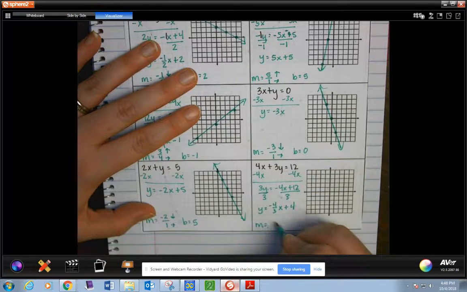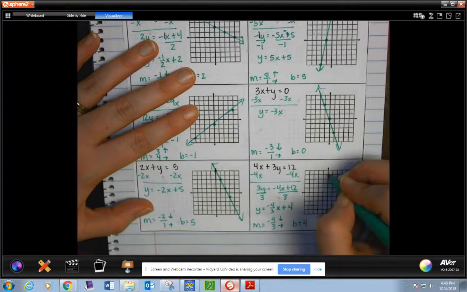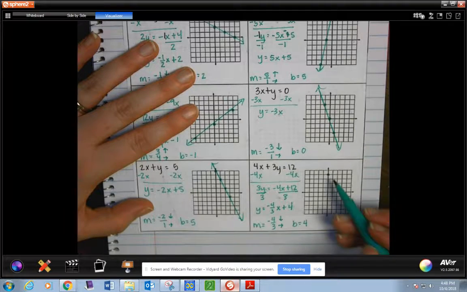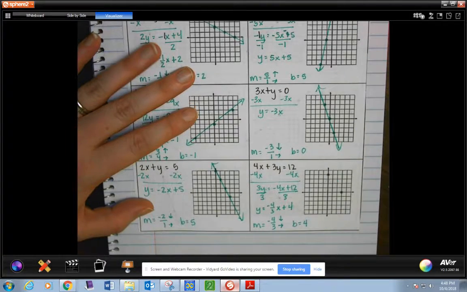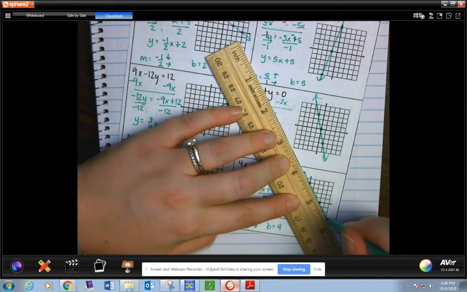So in my slope position is -4/3, which means I'm going down 4 and right 3, and in my y-intercept position is a 4. So I'm going to start at 4, but now I'm going down 4, right 3. Well, you can't get another dot going that way, and you can't get a dot going the other way. So on this one, it is okay to just get 2 dots because that is all you can fit.